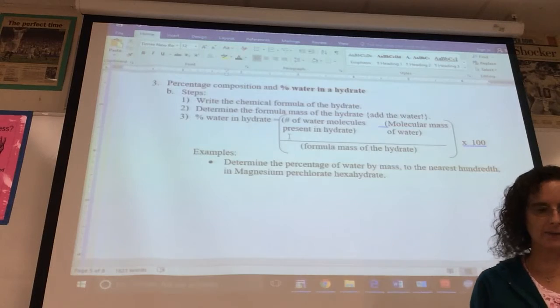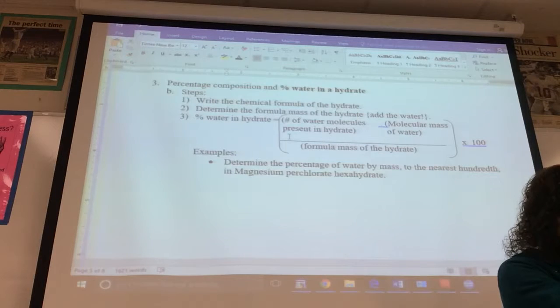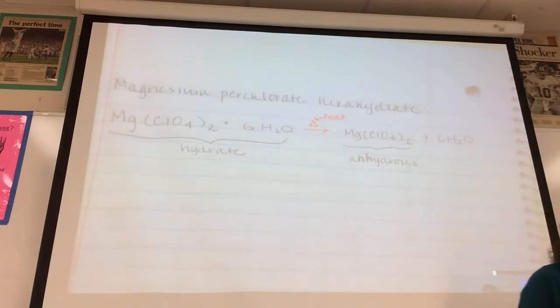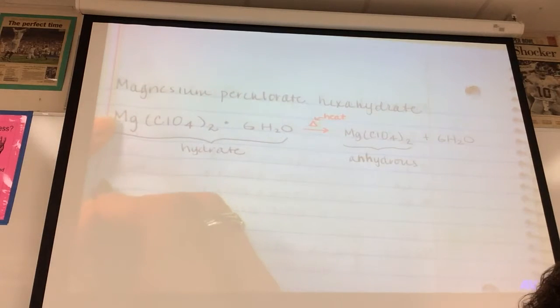So we're going to take a look at this example that we briefly started. We want to calculate the percentage of water by mass, that is the percent of water to the nearest hundredth in the compound magnesium perchlorate hexahydrate. So you work this the same way, equally as easy as anything we have already done. We have one magnesium, two chlorine, eight, four times two is eight oxygen, and six water molecules. I'm going to leave that as a unit.